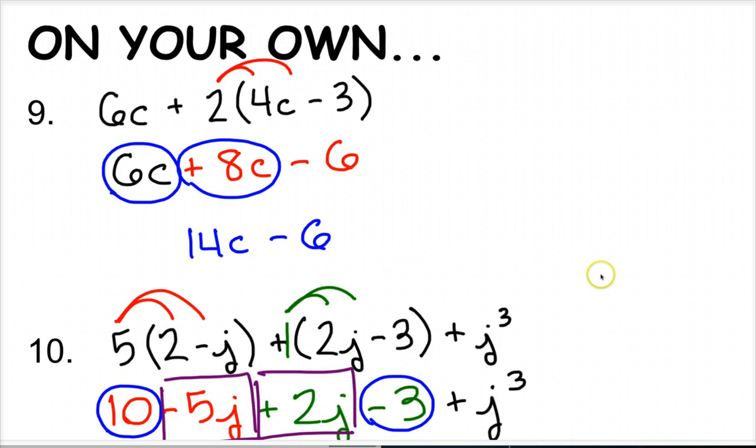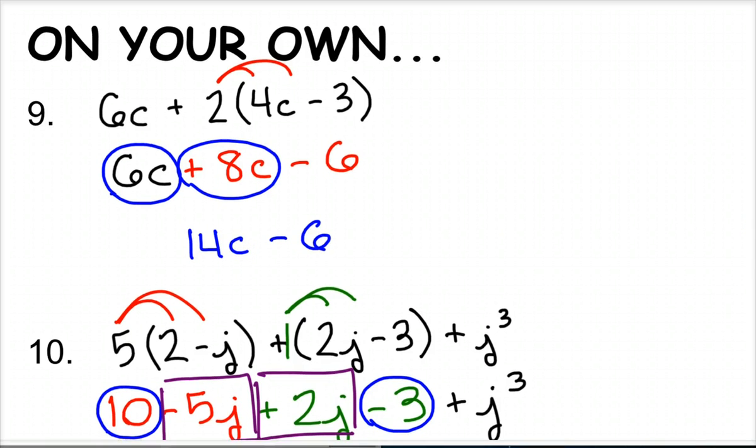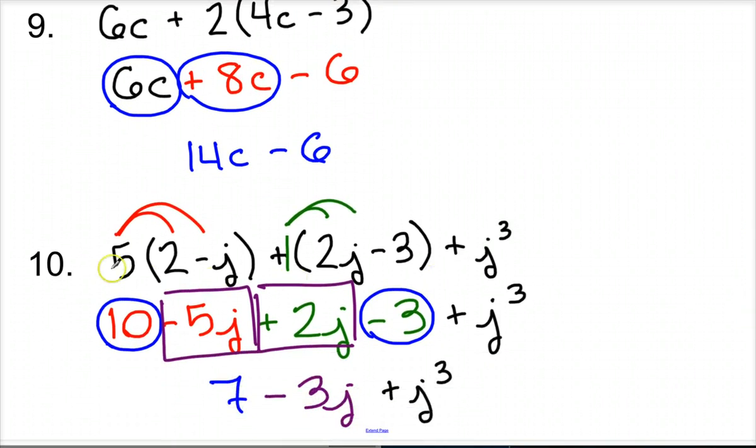Okay, let's check our answers to 9 and 10. For number 9, you should have gotten 14c minus 6. So distribute 2 to 4c minus 3, and then you can combine your like terms 6c and 8c to get your 14c.